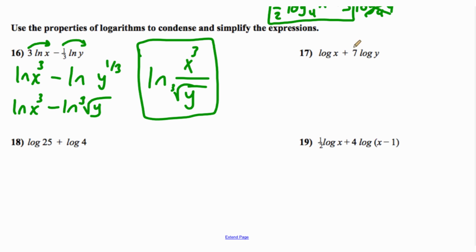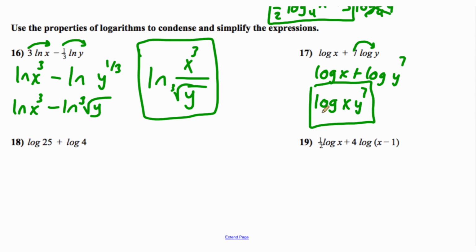For number 17, I see this 7 in front of this second logarithm, so we're going to bring that up as a power on our y. So we get log of x plus log of y to the 7th power. And then this addition we're going to condense down into multiplication, so we get log of x times y to the 7th power. And again, we're going to leave that as our answer on this one.